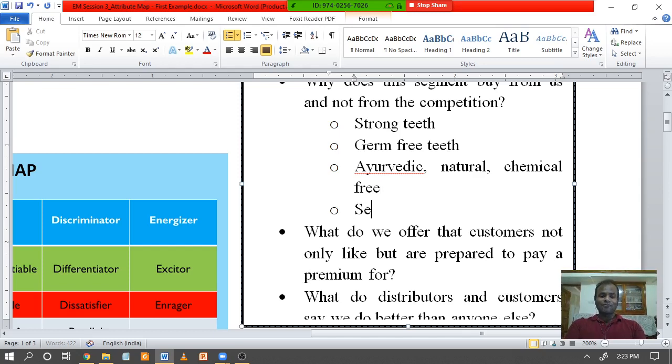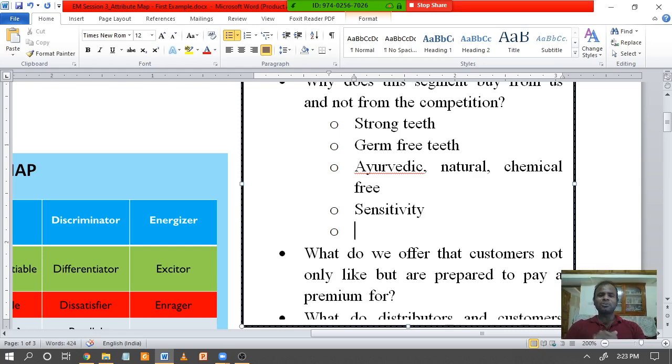Sensitivity. Fight sensitivity, right? If you have sensitive teeth, yeah. Now, if you look at Close Up, how do they sell the toothpaste? Freshness. What kind of advertisement do they sell?